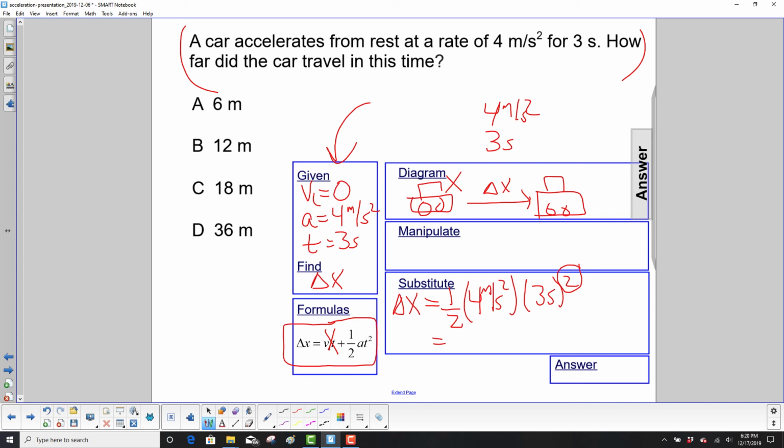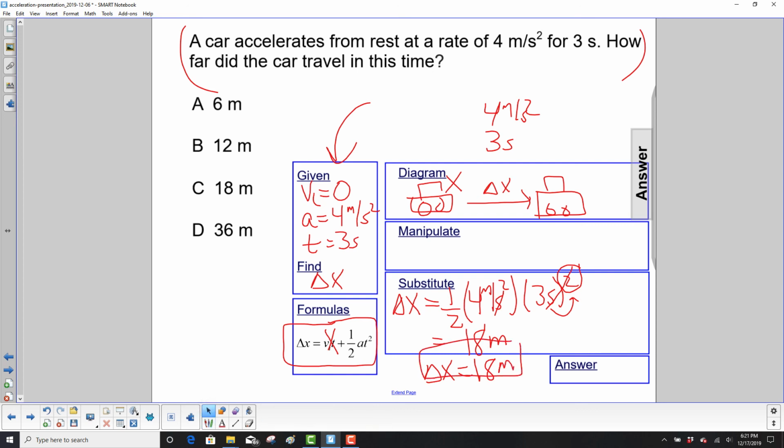And 1/2 of 4 is what? 2. Then 3 squared is 9. 2 times 9, 18. And what happens to the units here? Okay, we have meters per second squared here. We have seconds squared here, right? Because we squared it. That cancels out. We're left with meters. Our answer is 18 meters. Delta x is equal to 18 meters.